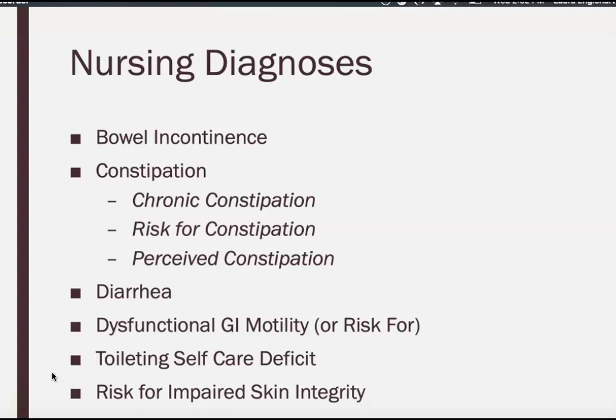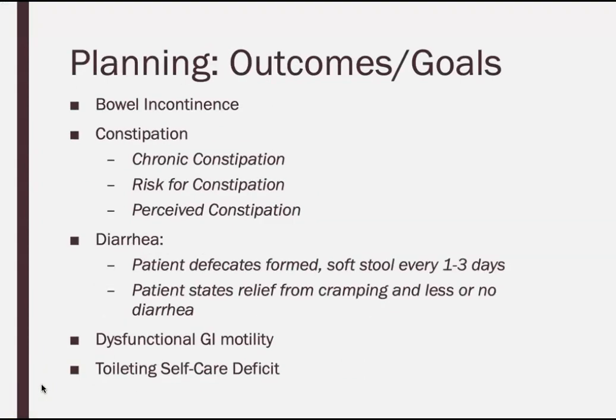Diarrhea is the passage of loose, unformed, or watery stools. Dysfunctional GI motility is a broad label that encompasses increased, decreased, ineffective, or absent activity. If you use this label, you need to specify whether the GI motility is increased or decreased. Toileting self-care is impaired ability to perform or complete your own toileting activities. Risk for impaired skin integrity is generally related to the incontinent client or client with diarrhea. Each nursing diagnosis has related outcomes that will allow the client to reach their goals of normal GI function or symptom resolution without further complications.